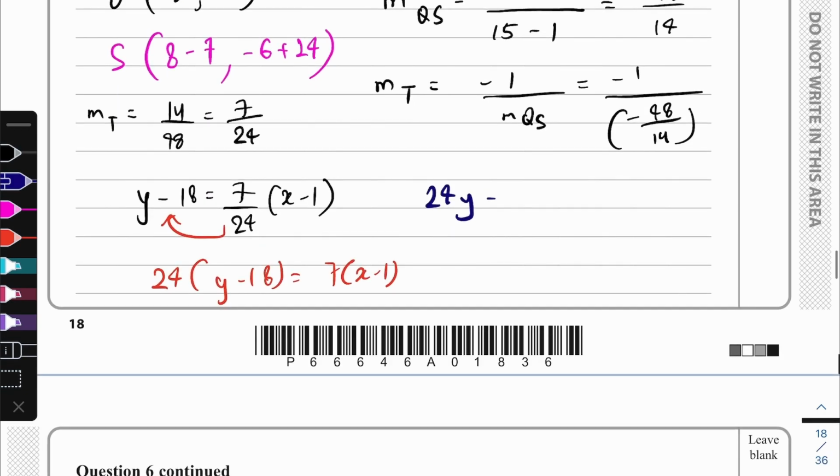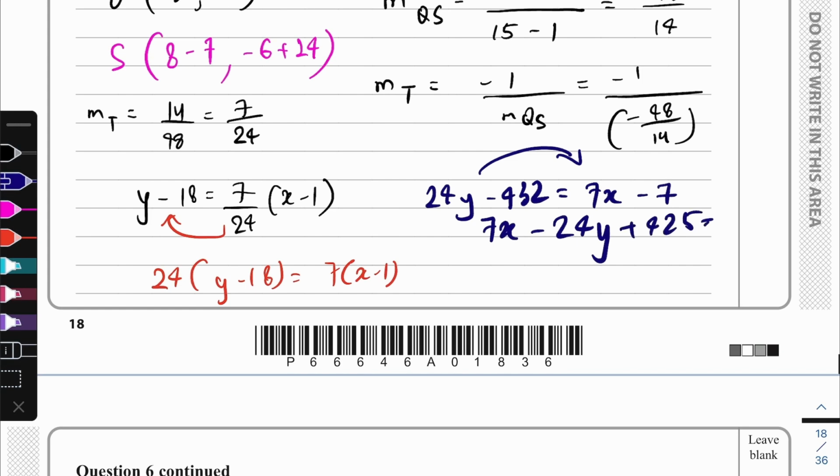So 24 multiplied by negative 18 is minus 432 equals 7x minus 7. Now let's bring everything to this side, becomes 7x minus 24y. So 432 minus 7 is 425, so plus 425 equals 0, and this is our final answer.